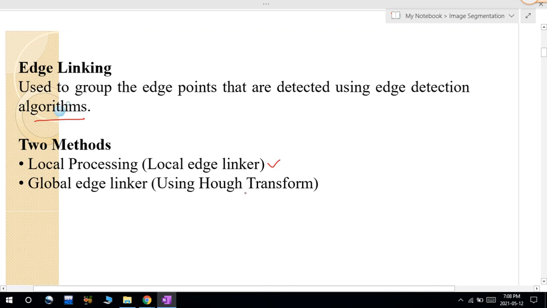This is one of the most commonly used techniques, which is used to detect shapes like lines and circles. If you go through it, you can find a lot of papers on the Hough transform.